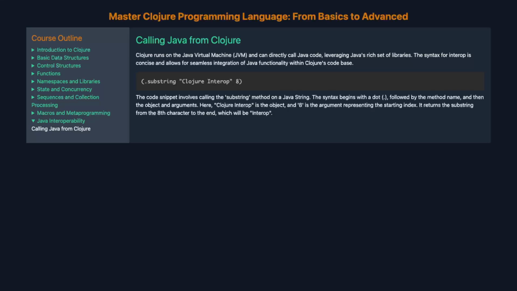The code snippet involves calling the substring method on a Java string. The syntax begins with a dot, followed by the method name, and then the object and arguments. Here, "Clojure interop" is the object, and 8 is the argument representing the starting index. It returns the substring from the 8th character to the end, which will be "interop".